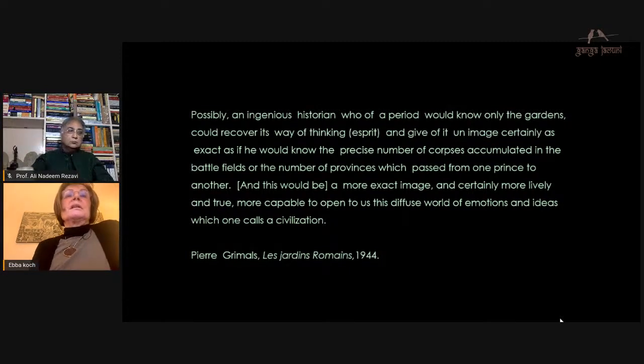It is possible that an ingenious historian of a given period with only a knowledge of the gardens of the time might well recover its way of thinking and provide that thought with an image as exact as if he had known the number of corpses on a battlefield, or perhaps the number of provinces passed from one prince to another. And this would be a more exact image, and certainly one more lively and true, and with greater potential for revealing to us a world of sentiments and ideas, which we call a civilization.